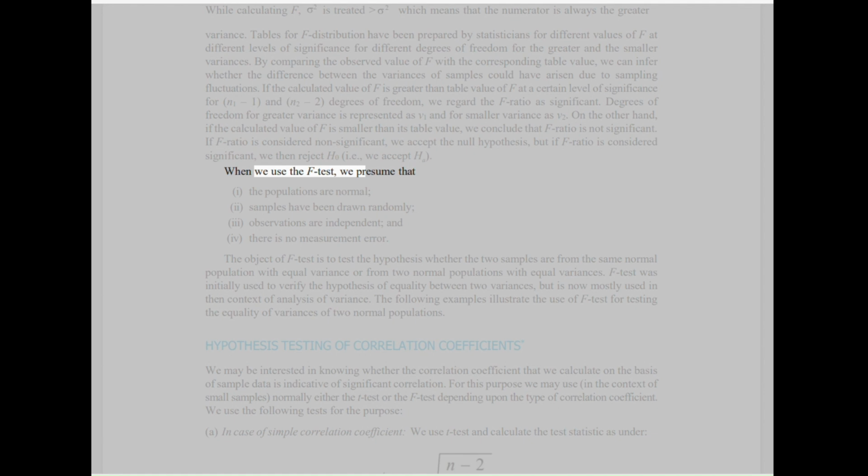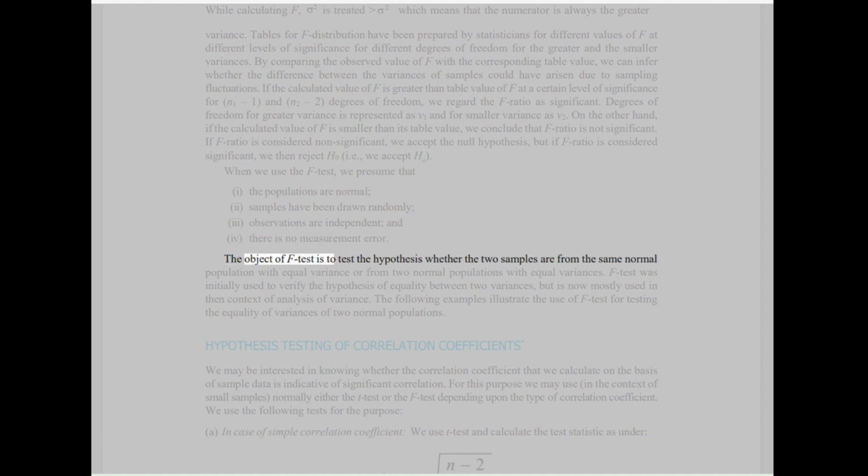When we use the F-test, we presume that: 1. The populations are normal. 2. Samples have been drawn randomly. 3. Observations are independent. And 4. There is no measurement error.